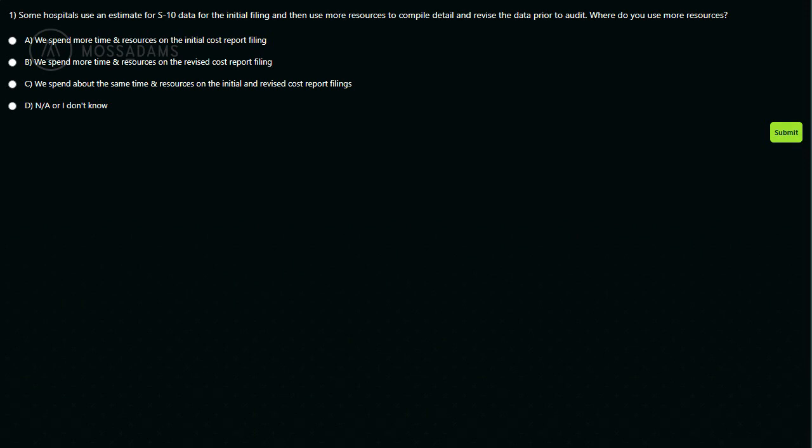The question is: some hospitals use an estimate for S10 data for the initial filing and then use more resources to compile detail and revise the data prior to audit. Where do you use more resources? A, we spend more time and resources on the initial cost report filing. B, we spend more time and resources on the revised cost report filing. C, we spend about the same time and resources on the initial and revised cost report filings. Or D, not applicable, or I do not know.